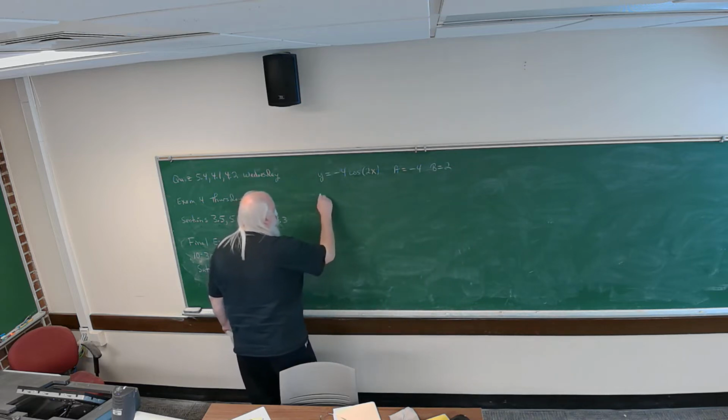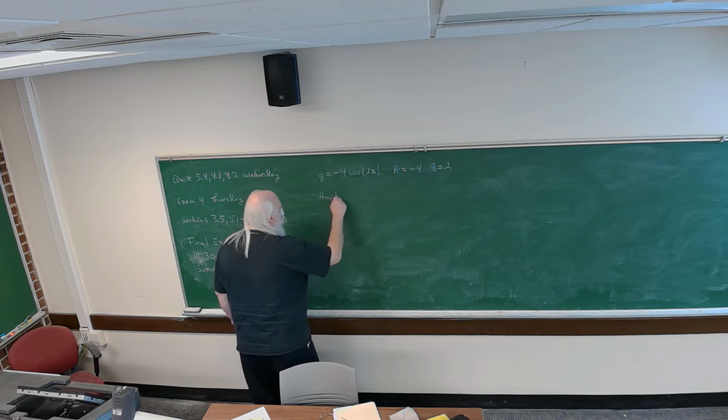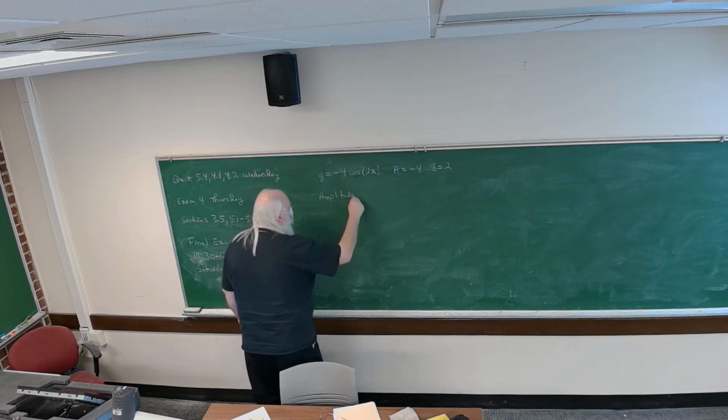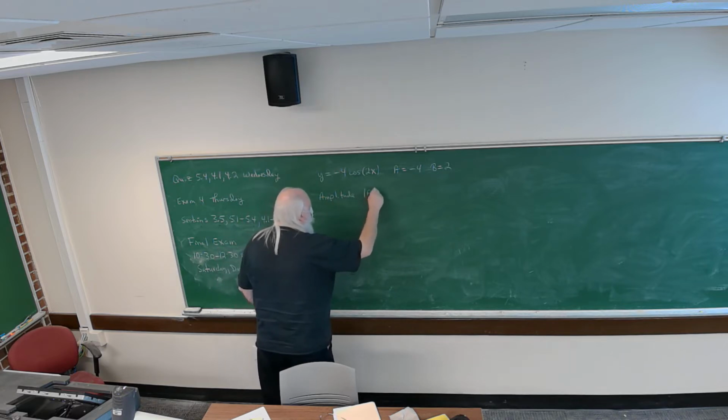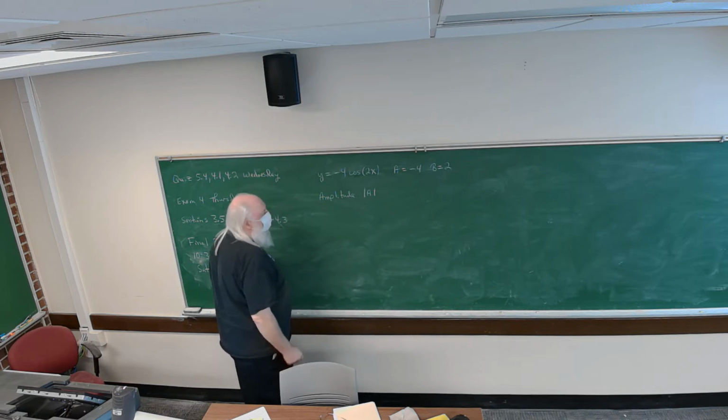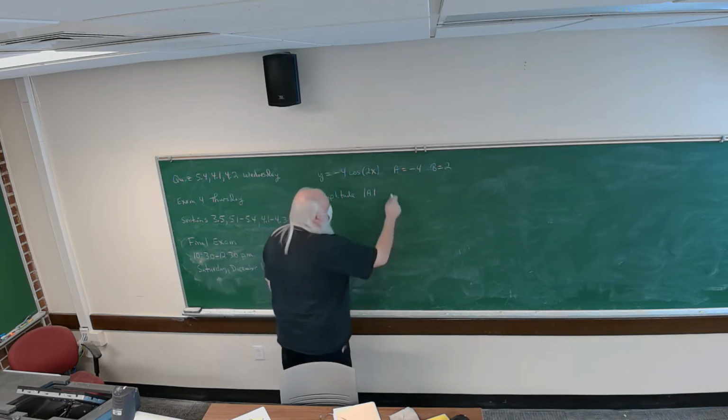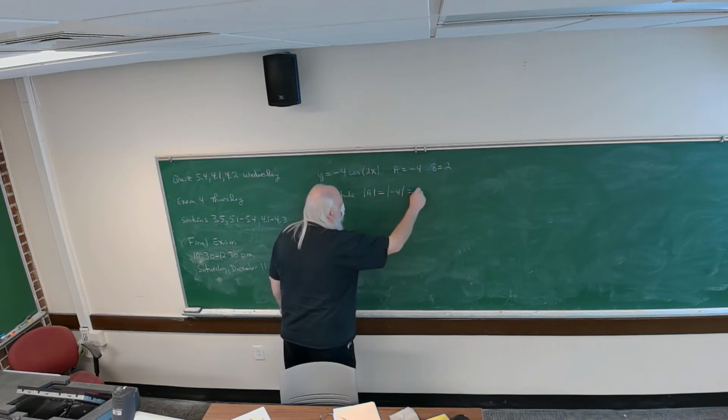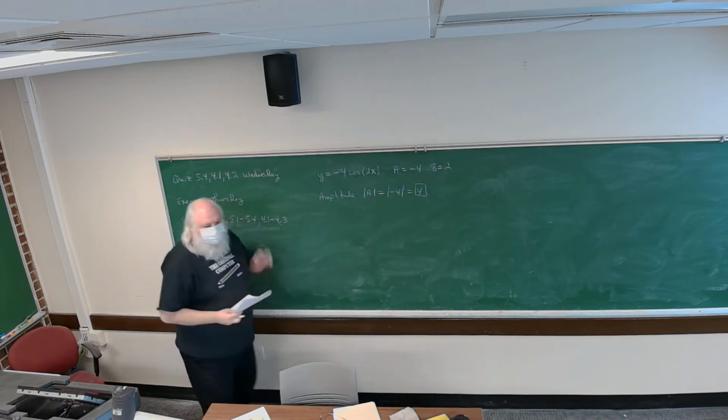So the amplitude in the graph of this function is equal to the absolute value of a, and the absolute value of a is equal to the absolute value of negative 4, which is equal to 4. So the amplitude is 4.